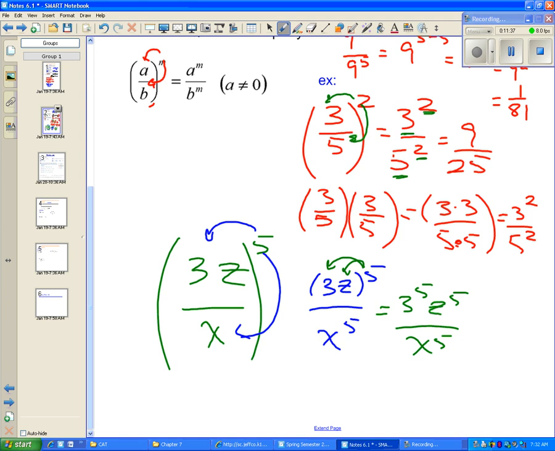Now, as a math teacher, I showed you that middle step. You could have gone from the green straight to the green and distributed the 5 into the 3, into the z, and into the x in just one step. But I was showing you why it worked.